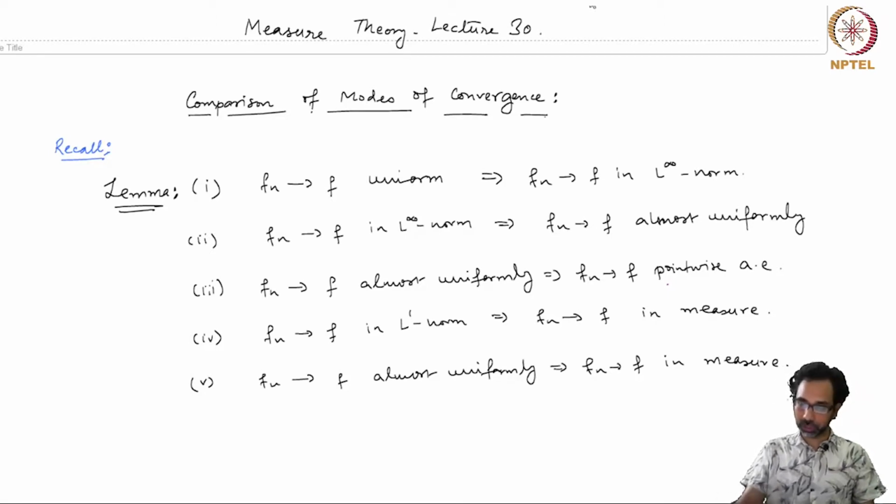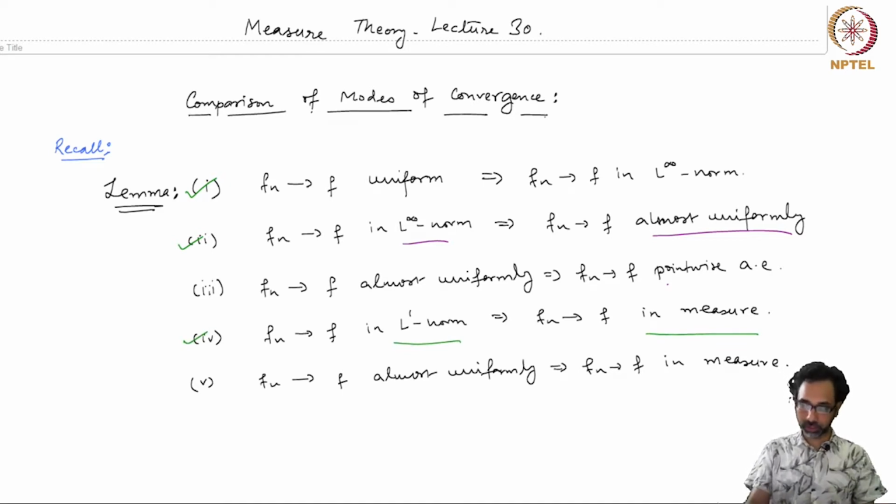So the first one was that uniform convergence implies L infinity convergence. So we already have seen this. This is actually quite trivial. We have also seen that L infinity convergence implies almost everywhere convergence. This is also something we have proved in our last lecture. And we have seen that L1 convergence implies convergence in measure. So we have already proved this part.